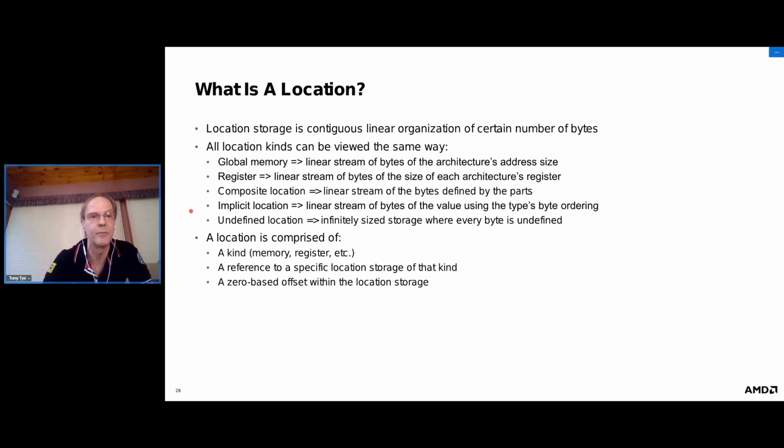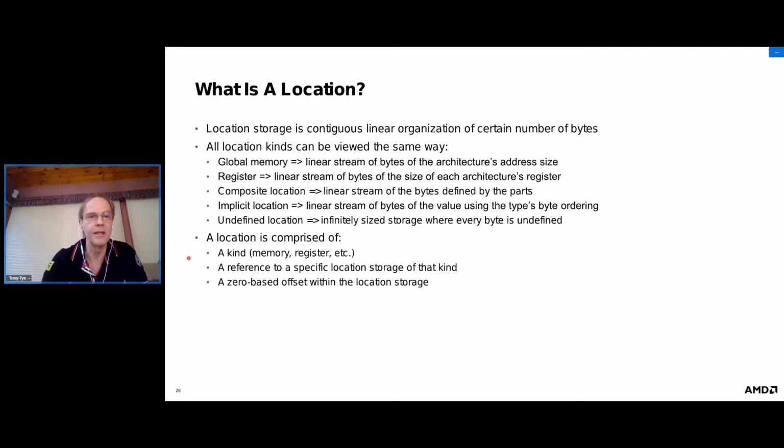We didn't show an example, but DWARF also has the ability to talk about a value where we don't know where it is, but we know what its value is, and it's an implicit location. So you can think of that as a stream of bytes. And then the undefined location is really just an infinite size location, which has every byte being undefined.